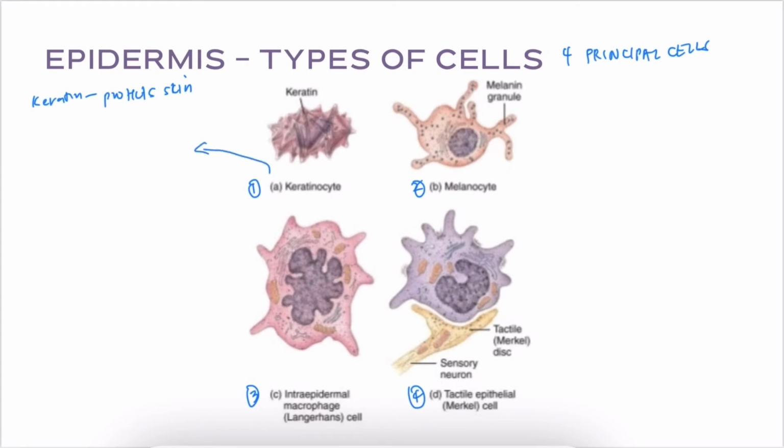And then we have, below that, keratinocytes, which release a water-repellent sealant that decreases water entry and water loss and inhibits the passage of foreign materials.